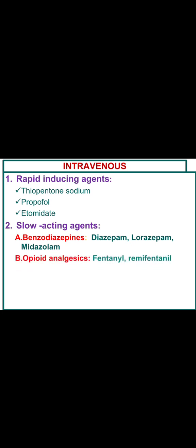Intravenous anesthetics are the agents which can produce rapid induction of anesthesia. Examples are thiopentone sodium, propofol, etomidate. Then slow acting agents. Examples are benzodiazepines such as diazepam, lorazepam. Then opioid analgesics such as fentanyl, remifentanil, sufentanil, etc. Then dissociative anesthetic agents such as ketamine.